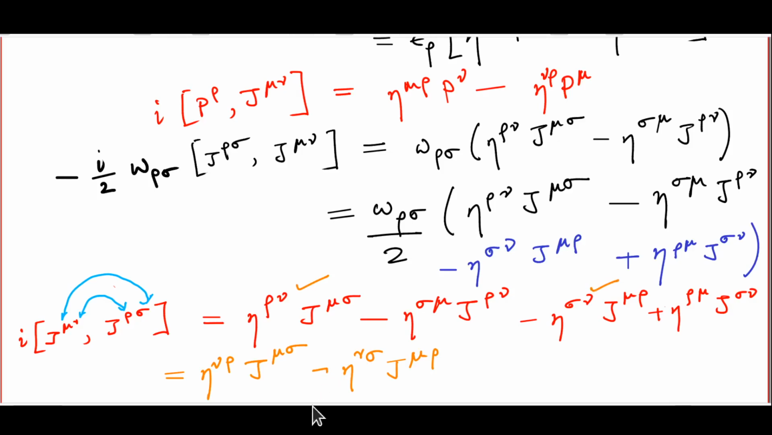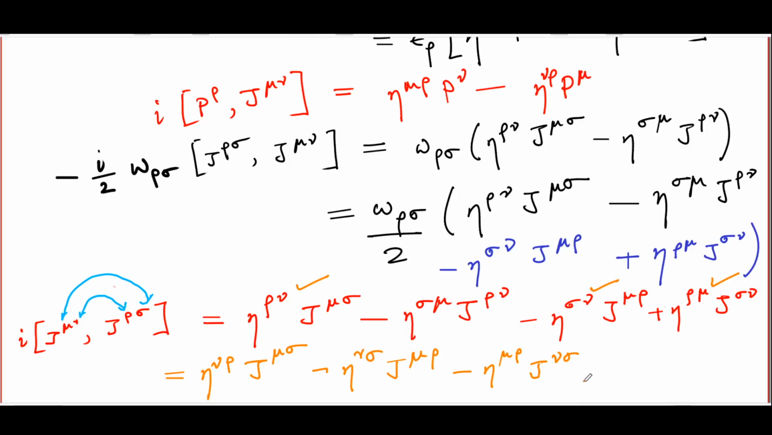We should have another term with a minus sign, which you get when you start from the very first term and interchange mu and nu. So you should get minus eta mu rho j nu sigma. And let's check that actually is the same as this term. Here we of course have j sigma nu, and here we have j nu sigma. That explains why this is a plus and this is a minus, but they are exactly the same term.